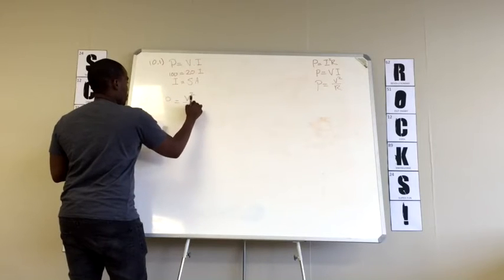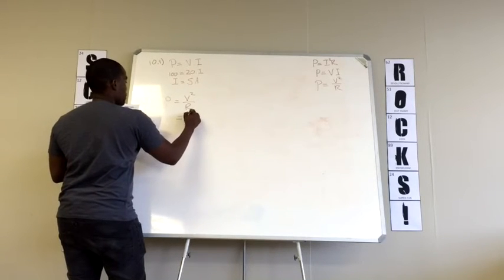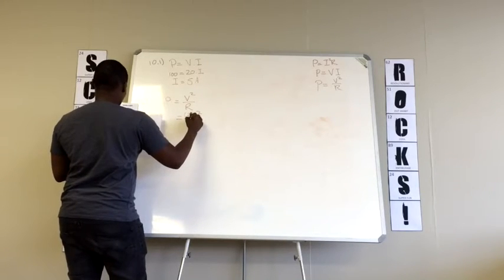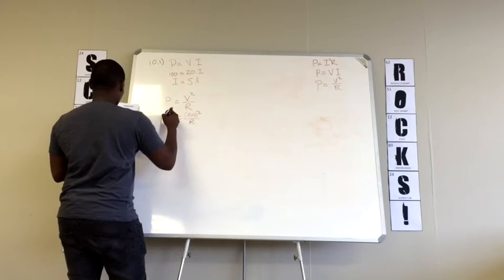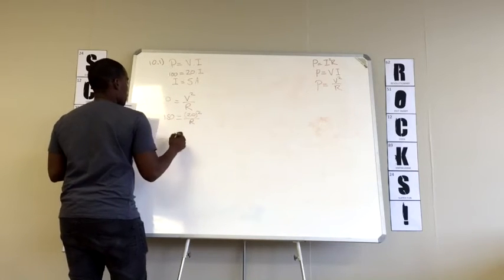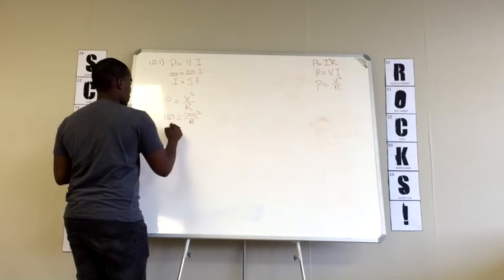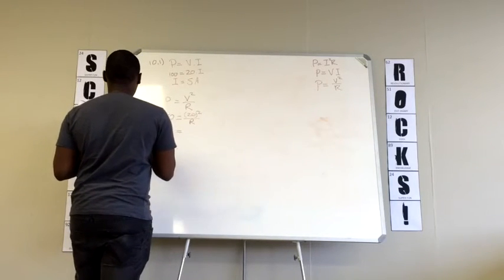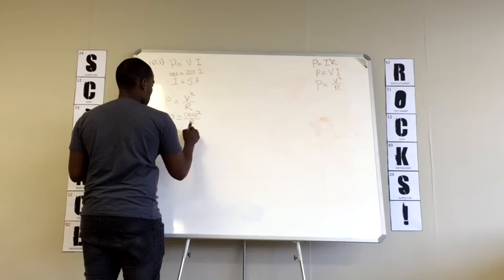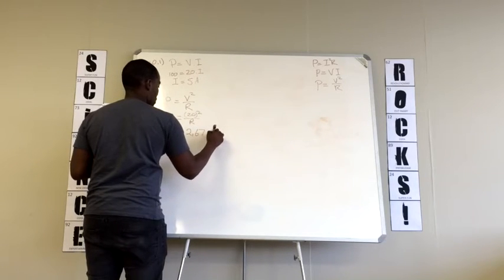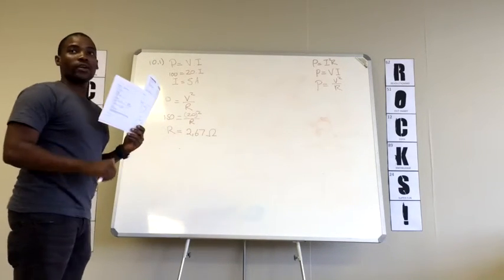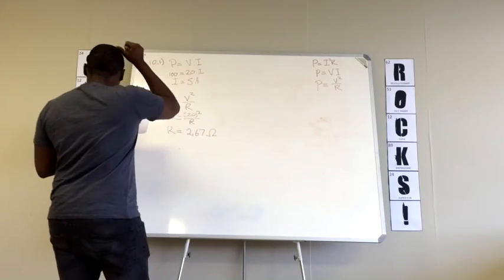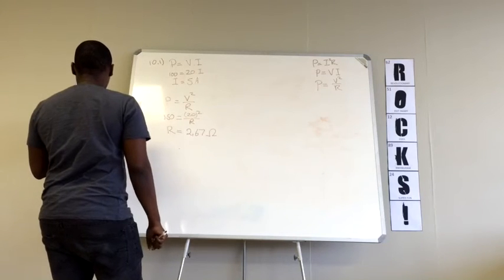V squared over R. V squared is 20 squared divided by R. My power is 150 watts. And you'll see when you solve that, you should get a value of 2.67 ohms. Quickly, if you agree? Sweet.